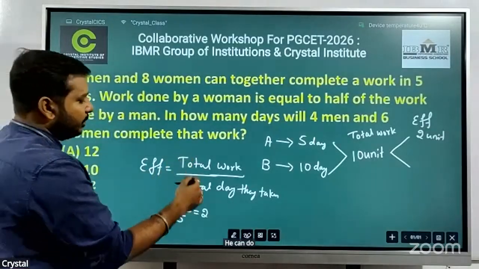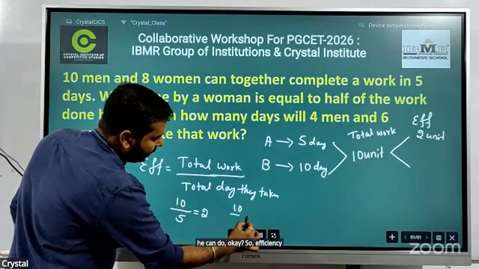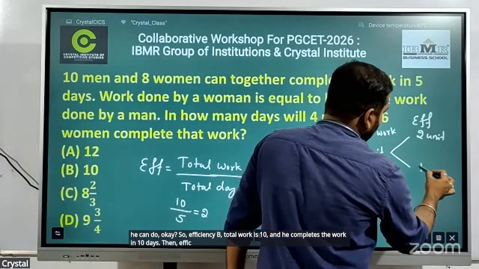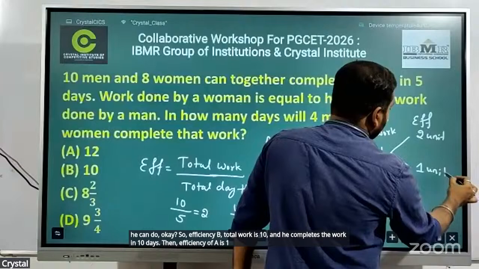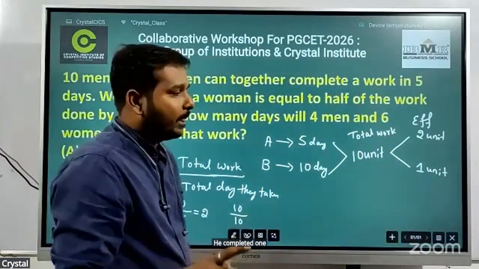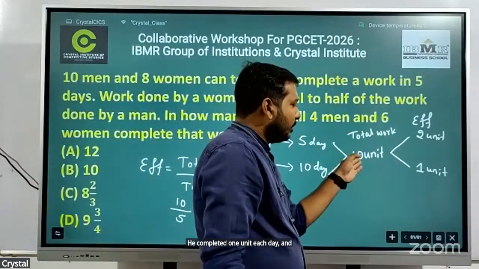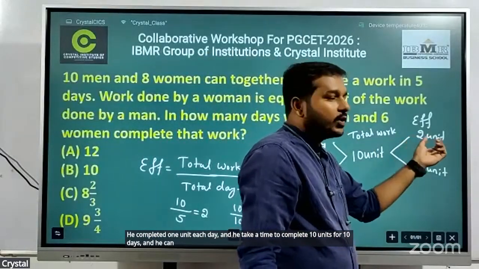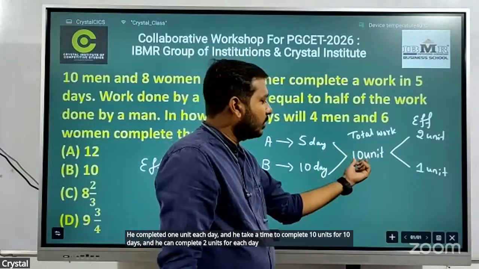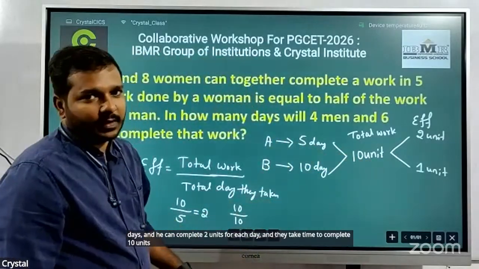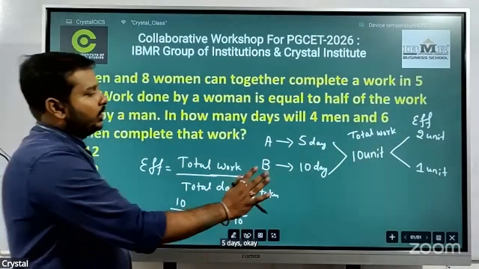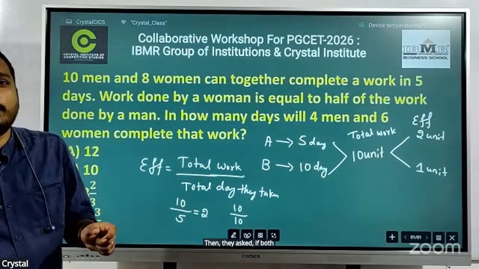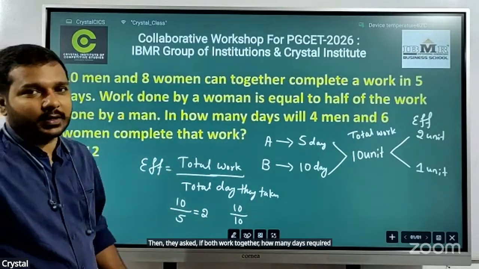Efficiency of B: total work is 10 and he completes the work in 10 days, so efficiency of B is 1 unit. He completes 1 unit each day, and takes 10 days to complete 10 units. A can complete 2 units each day, and takes 5 days to complete 10 units. Then they ask, if both work together, how many days are required to complete the work?